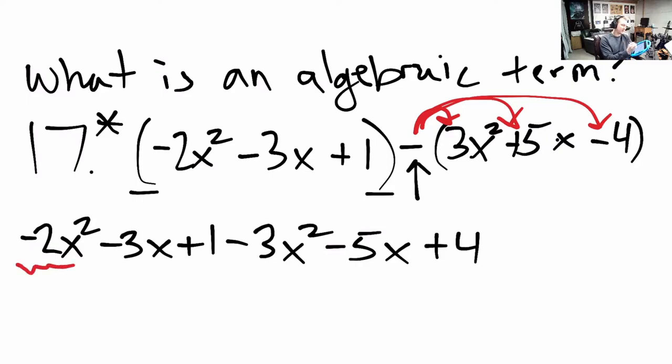So here we've got a negative 2x squared and a negative 3x squared. Altogether, that's negative 2 minus 3, so that's negative 5x squared. We think about these terms as the squares of x's, and we see that there's minus 5 of them. So we're just counting how many of these squares of x we have in this sum. Here I see a negative 3x, and I see a negative 5x. So how many x's do we have here? We've got negative 8 x's.